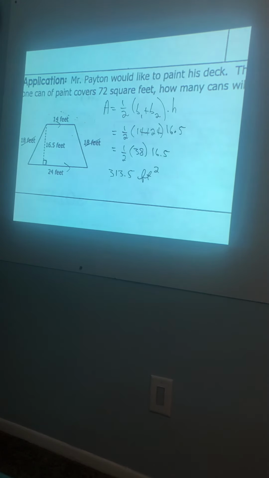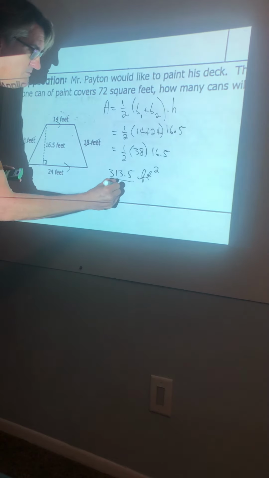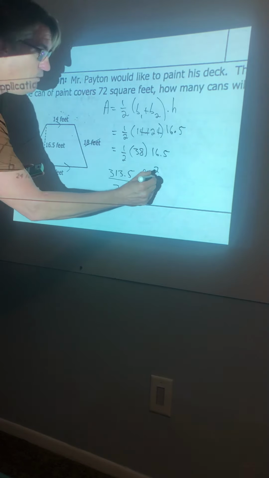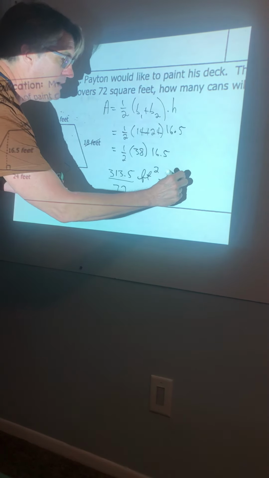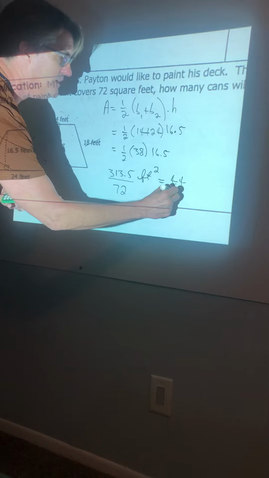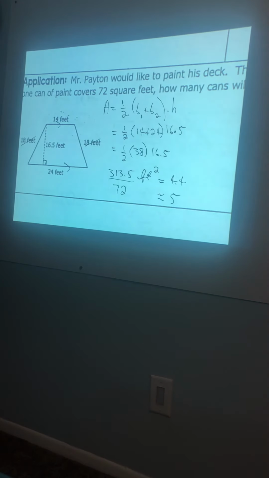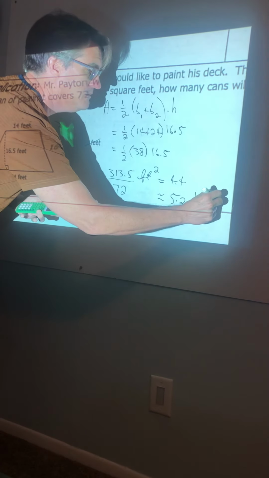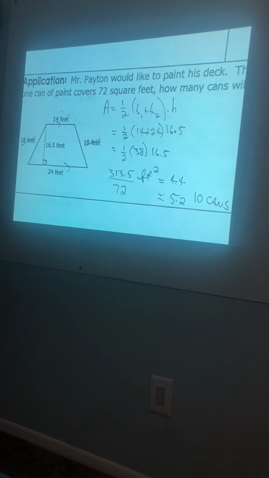All right, now, 1 can of paint covers 72 square feet. So if 1 can covers 72 square feet, I'm going to take your total answer, I'm going to divide by 72. All right, here comes the magic of a calculator. 313.5 divided by 72, and I get 4.4. All right, well, 4.4, I'm not going to go and buy 0.4 cans, so we'll make that 5 cans, okay? But he wants 2 coats, so you're going to double that baby, and now you get 10 cans. Okay? All right, hopefully this helps.